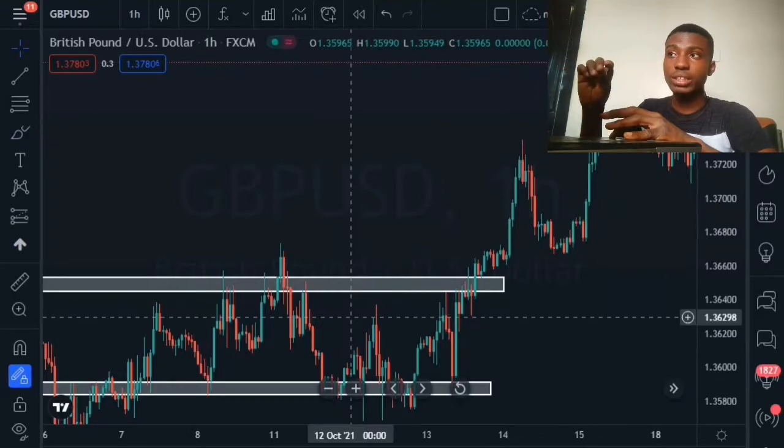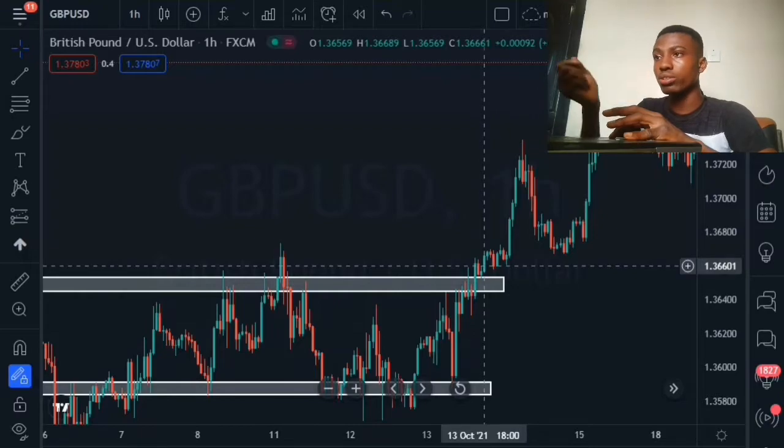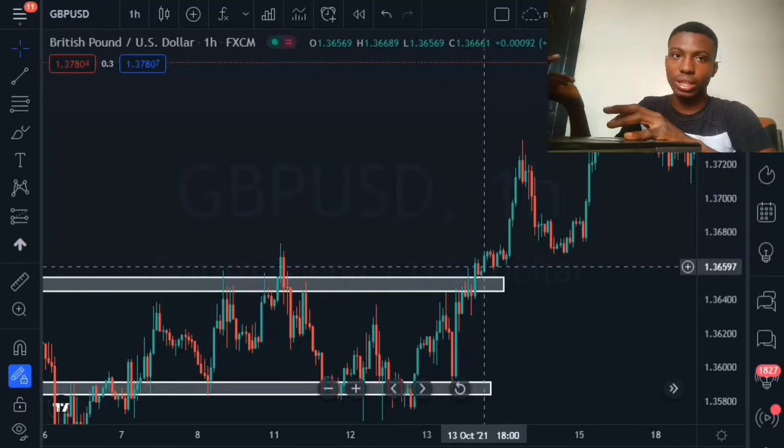So remember what I said, price can actually break the support and the resistance, and clearly as you could see here, price has already broke the resistance in the market.